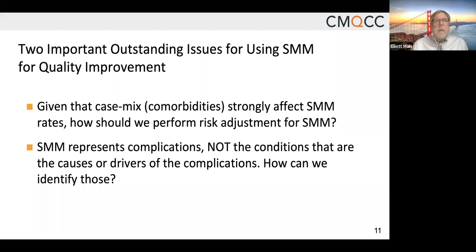So we're going to talk for the next 10 minutes about the two outstanding issues for using SMM. One is case mix, adjusting for comorbidities that strongly affect SMM. How can we risk adjust SMM now using currently available ICD-10 codes? Secondly is the recognition that SMM represents complications, not the conditions that are the causes or drivers of the complications. How can we identify those? If you have a set of complications, what's really driving that? That's where you really want to spend your quality improvement time, on what are the causes of the complications.